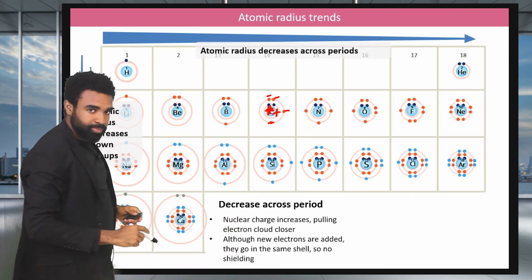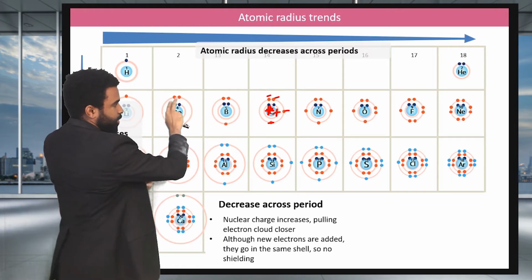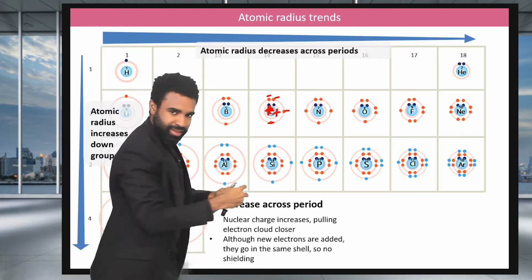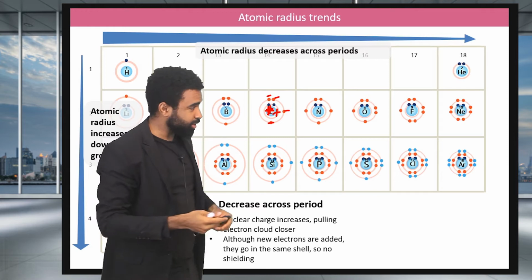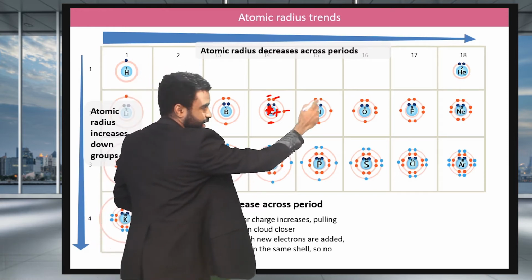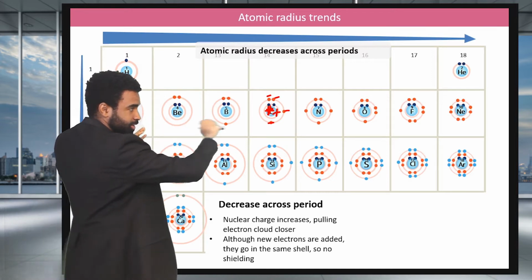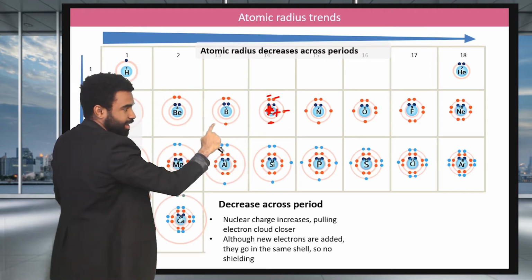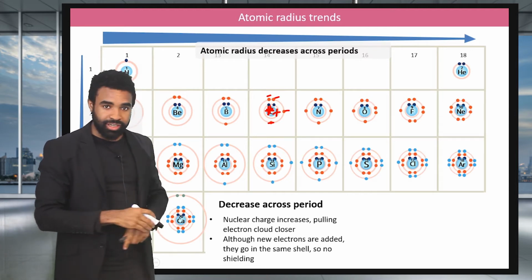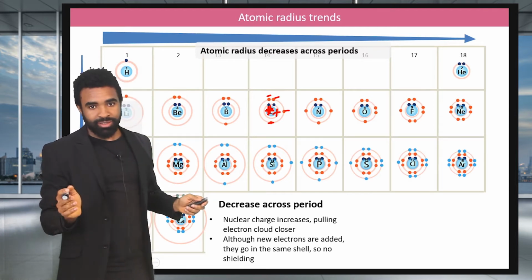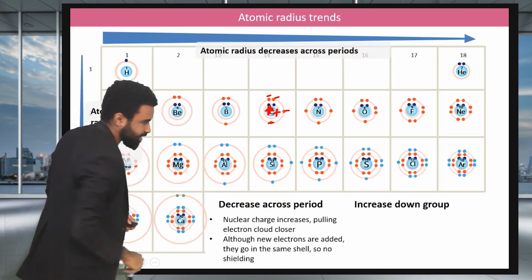Now the other important thing is that even though we're adding more electrons, here we go 2, 3, 4, 5, you might think, oh, more electrons, more space, but the additional space taken up by those electrons is minimal because they're being added to the same shell. Okay, so two important things: nuclear charge is increasing, and although we're adding electrons, the electrons are added to the same shell, and therefore we don't have any increase in size. We have a reduction in size. So that's the explanation for the decrease across a period.